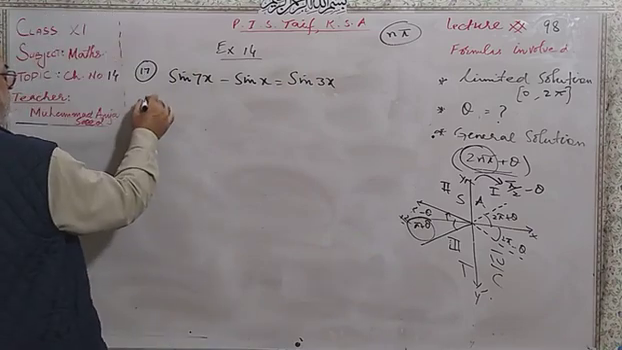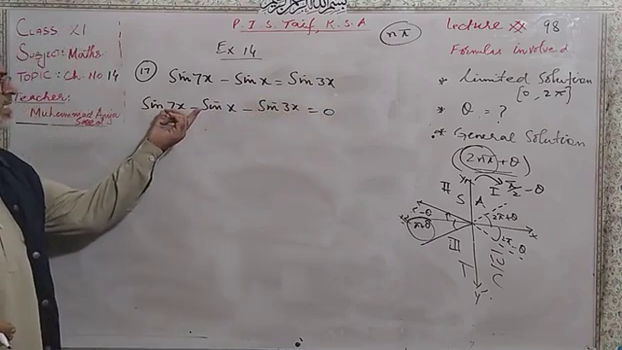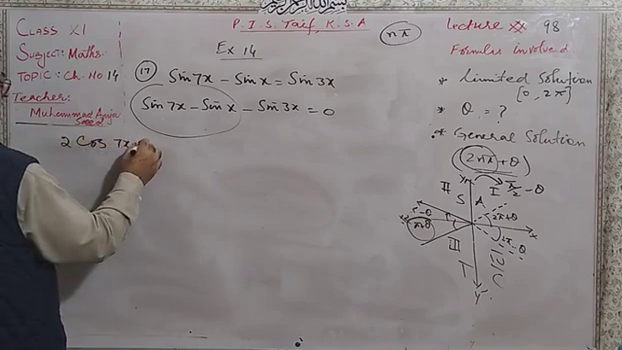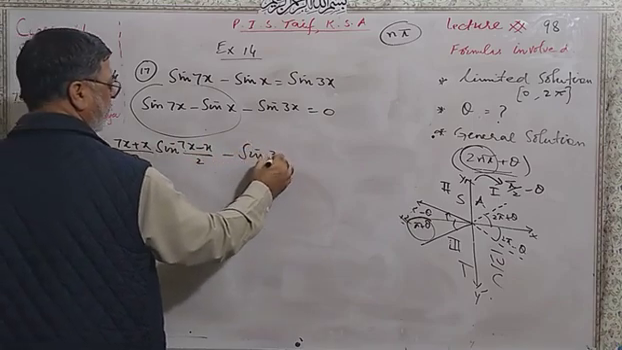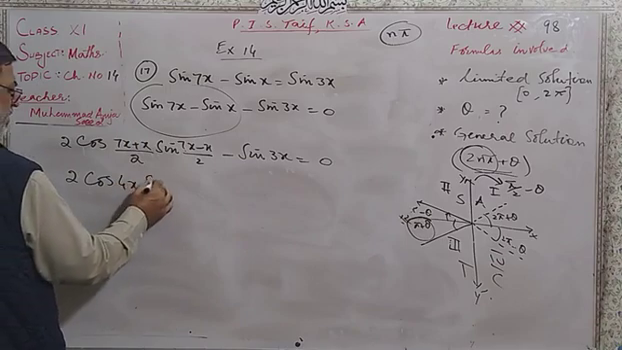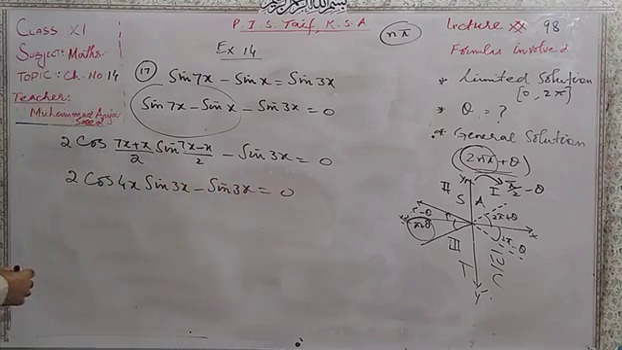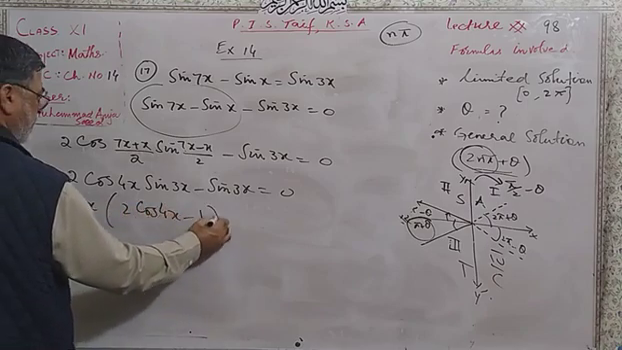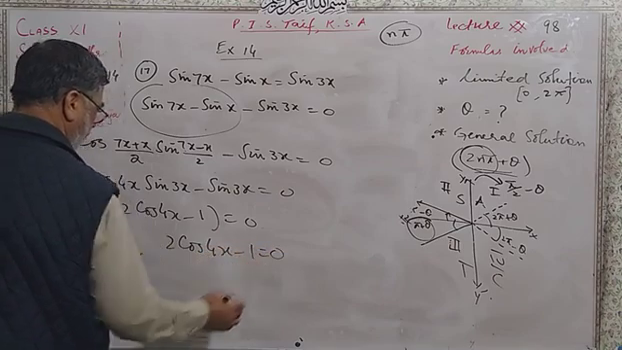Dear students, sine 7x minus sin x minus sine 3x is equal to 0. You can apply sine minus sine formula. What about sine minus sine formula? It will be 2 cos of first plus second over 2, sine of first minus second over 2, minus sine 3x is equal to 0. This is 2 cos 8x over 2, which means 4x, sine 7x minus x is 6x over 2 is 3x, minus sine 3x is equal to 0. You can take sine 3x common: sine 3x times 2 cos 4x minus 1 is equal to 0. So sine 3x is equal to 0, or 2 cos 4x minus 1 is equal to 0.